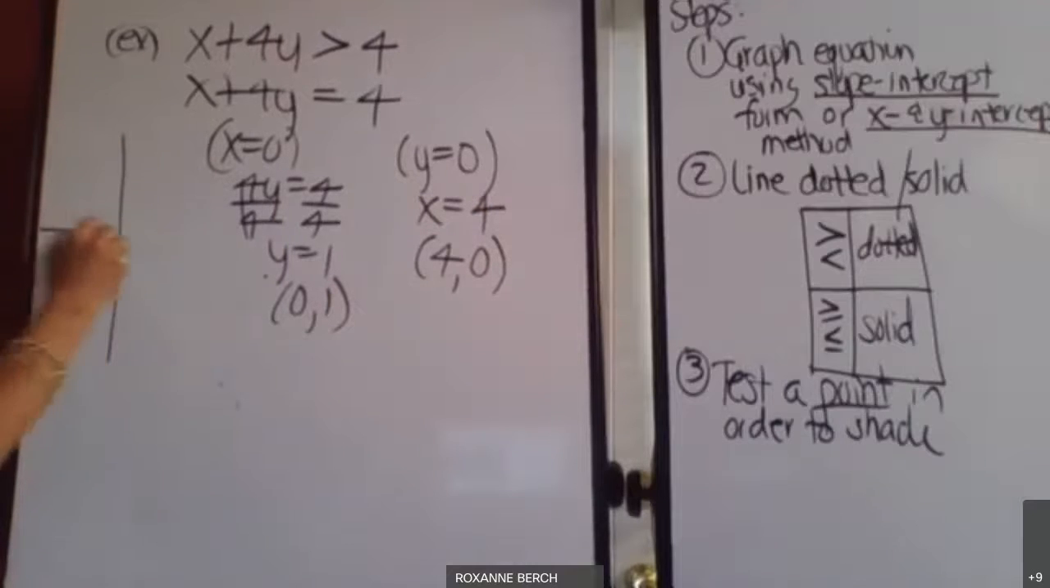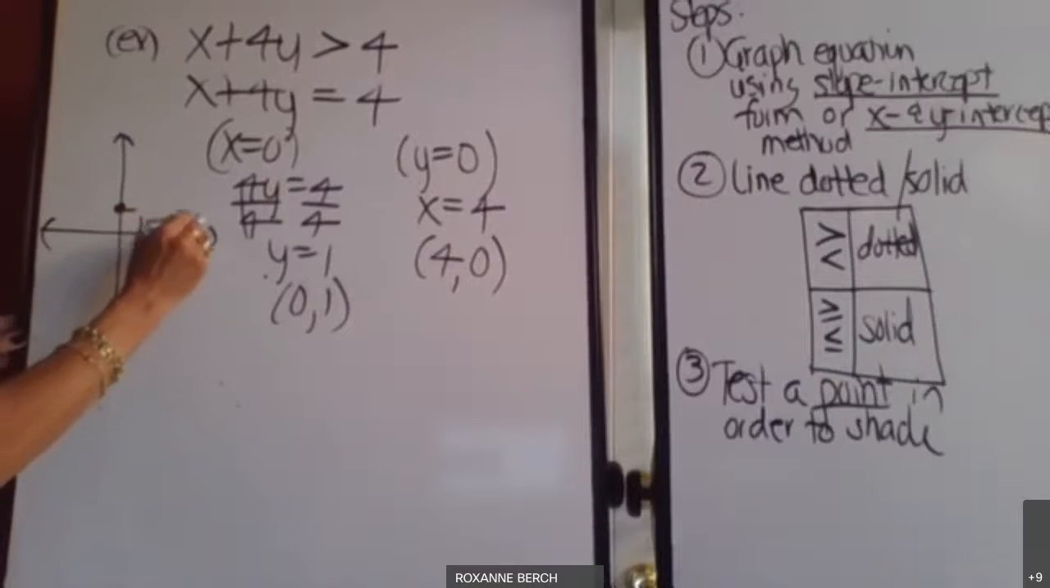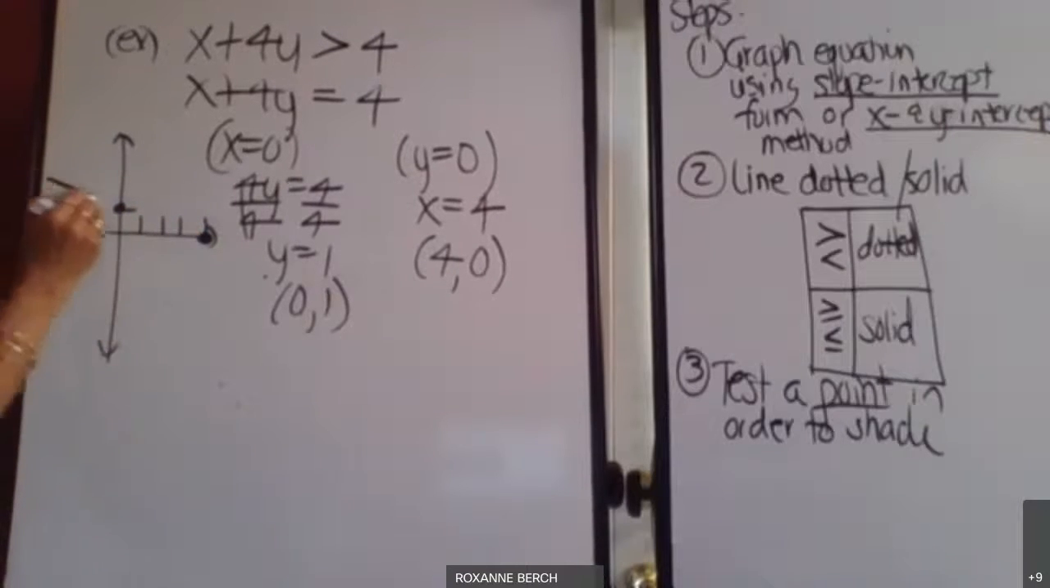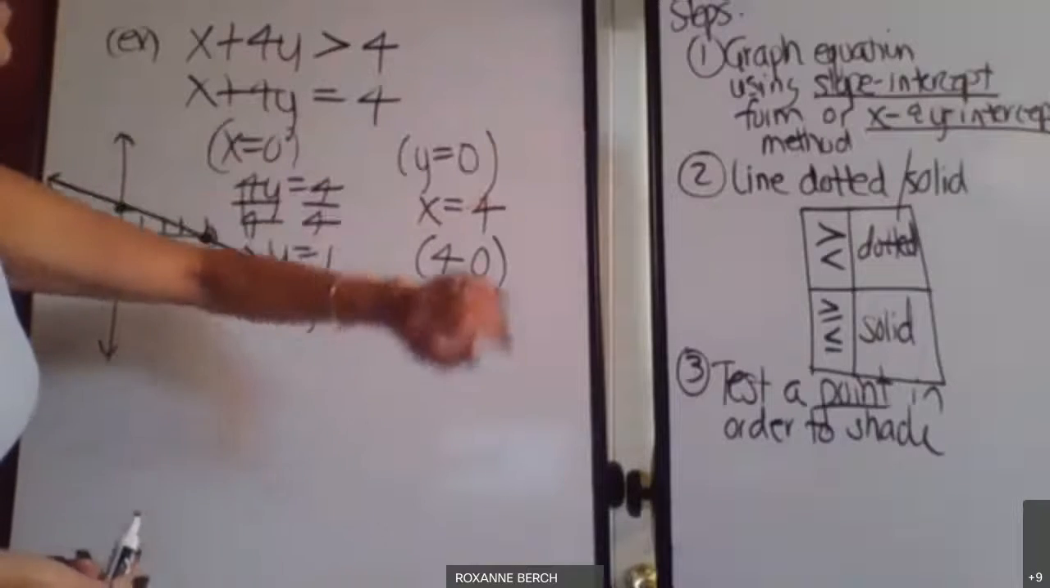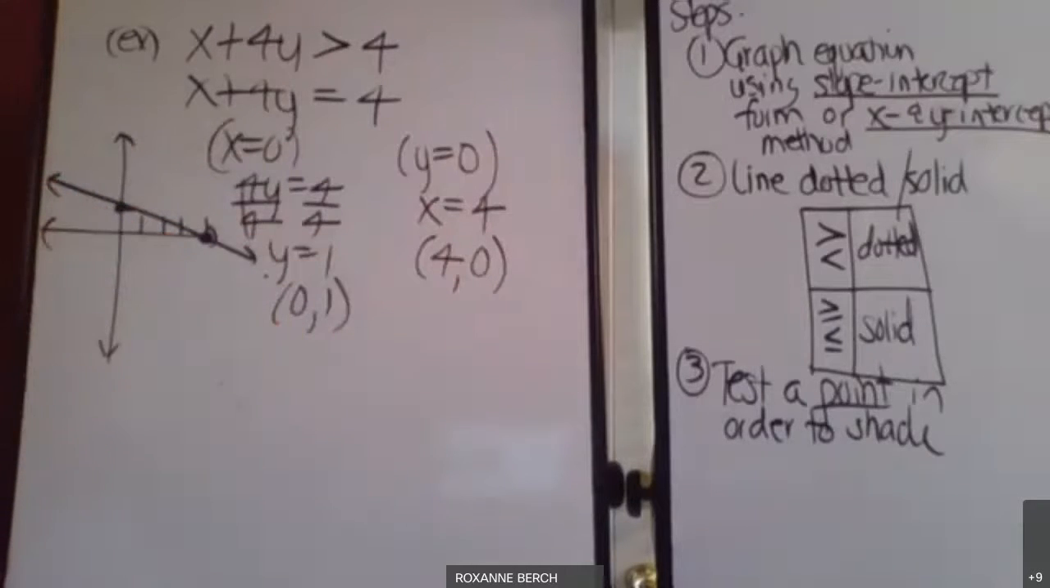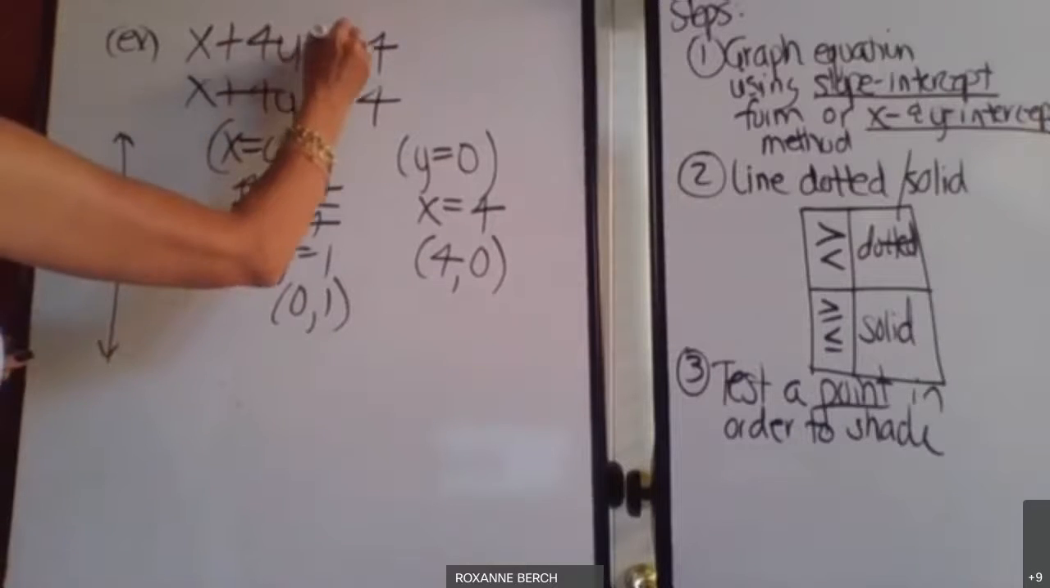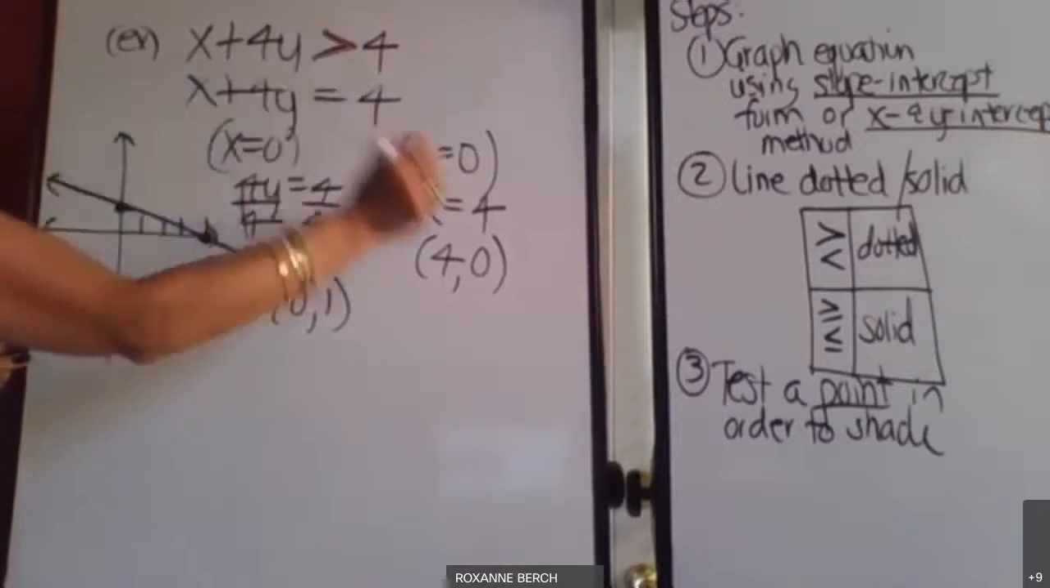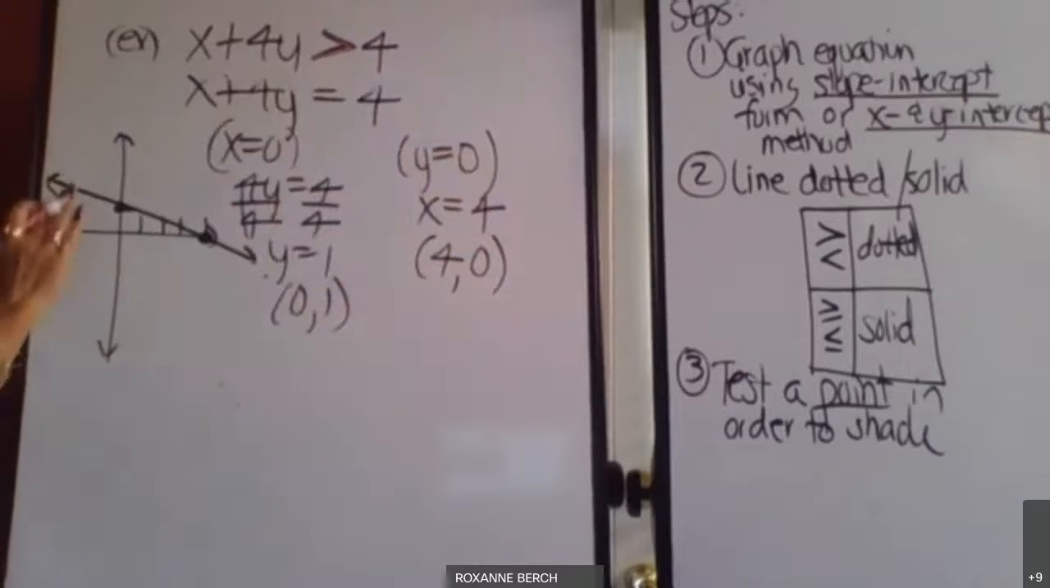So we're just going to graph the equation, which is 0 up 1 and right 4, 0. And you just connect the points. Okay, now we go to the steps and we say, all right, is the line dotted or solid? Now this is greater than, and greater than means the line has to be dotted.